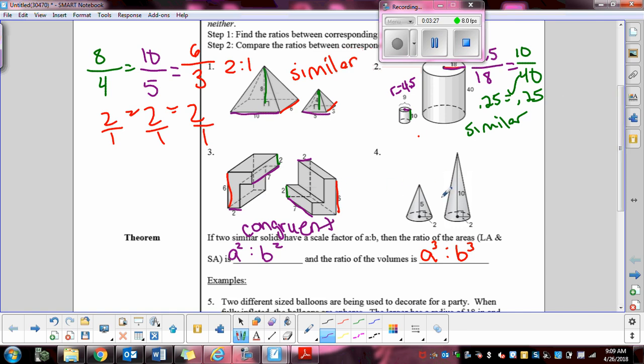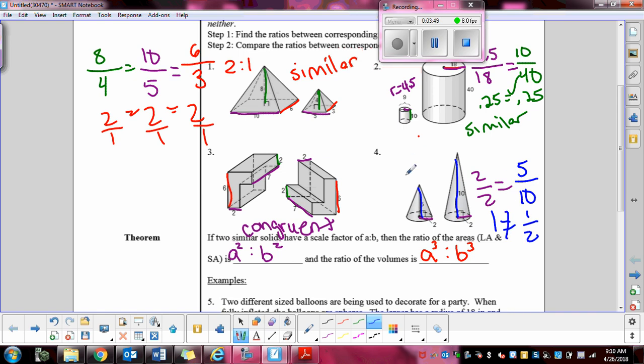This is one that is going to probably be neither, because the radii are the same. So we would put 2 over 2, but the heights are different. So 5 over 10. 2 over 2 is 1. Does that equal 5 over 10, which is 1/2? No. So this would be neither.